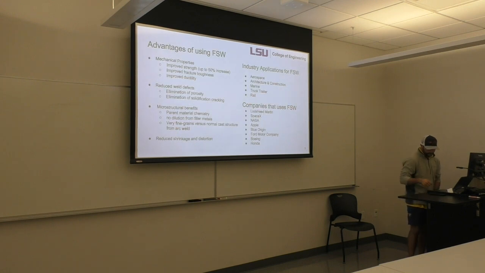Advantages of friction stir welding: mechanical properties such as improved strength, improved fracture toughness, improved ductility, reduced weld defects, microstructure benefits, parent material chemistry, and elimination of filler materials. Some applications are aerospace, architecture, marine, truck, and rail. Companies that use friction stir welding are Lockheed, SpaceX, NASA, Apple, Ford Motor Company, Boeing, and Honda.